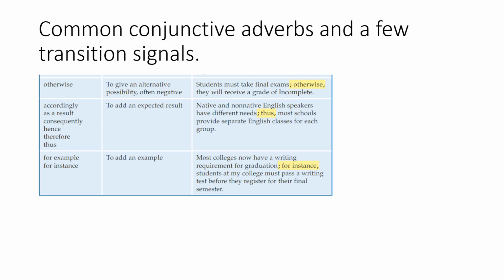And here is the rest of the list. Otherwise is used to give an alternative possibility, often negative. For example, students must take final exams; otherwise, they will receive a grade of incomplete. We have accordingly, as a result, consequently, hence, therefore, thus. We use them to add an expected result. For example, native and non-native English speakers have different needs. Thus, most schools provide several English classes for each group.